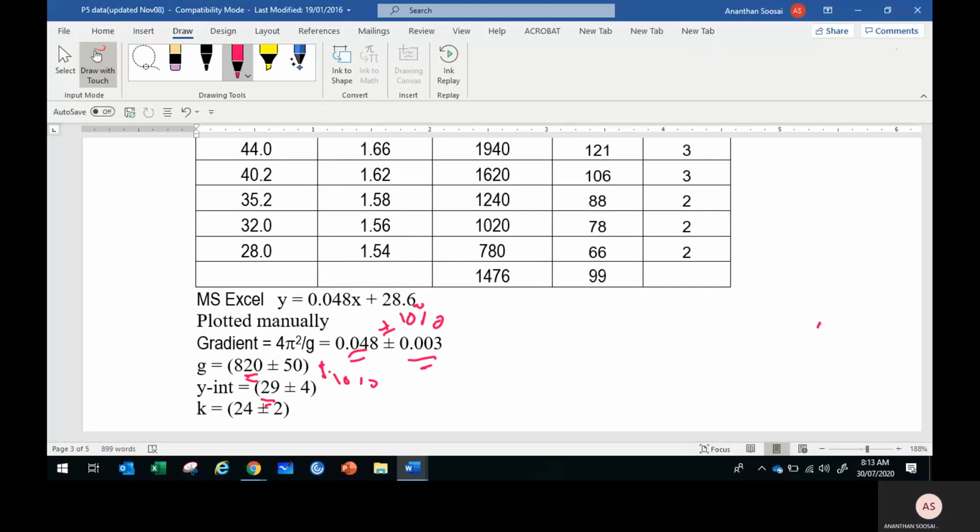Uncertainty, they say method of finding the uncertainty. So how to find the uncertainty? The best fit and the worst fit, right? The best fit gradient, worst fit gradient. We subtract, get the uncertainty for the gradient. Correct? That's the question, right?